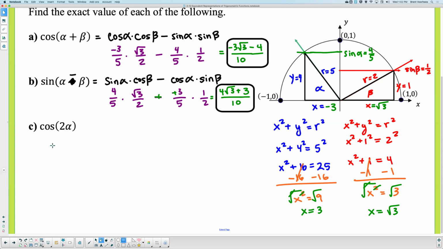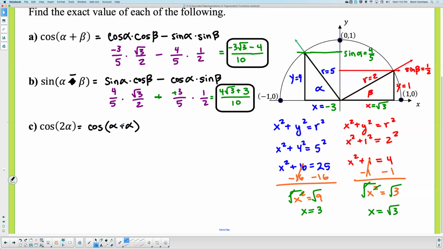Okay, last one. What if it said cosine 2a? This is called a double angle. I'm going to show you how this works. Why is it called a double angle? What I want you to think of this as is the same thing as cosine of a plus a. Here's how you do double angles. What is a plus a the same thing as? If you had an A and you add another A, what does that equal? 2A. So you're going to memorize the same formula.